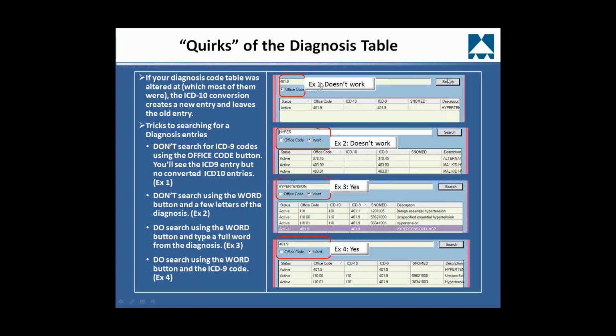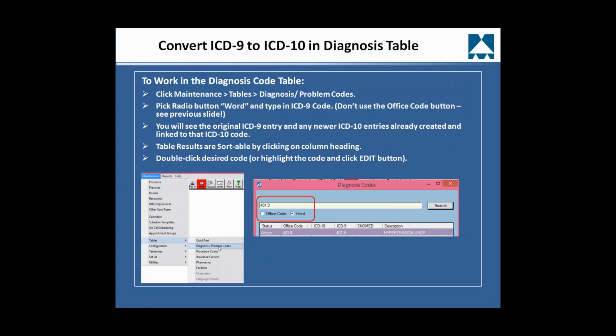No matter what you convert in this table, it is going to leave the original one. That's one thing that really bothers people, and the only thing I know to do about that is eventually inactivate it. To work in the diagnosis code table, you click Maintenance, Tables, Diagnosis Problem Codes. This is from records, or for my practice partner billing people, you can also do this in billing, okay? So if you have to use a records license to do this, you can also go into billing and do it in billing.